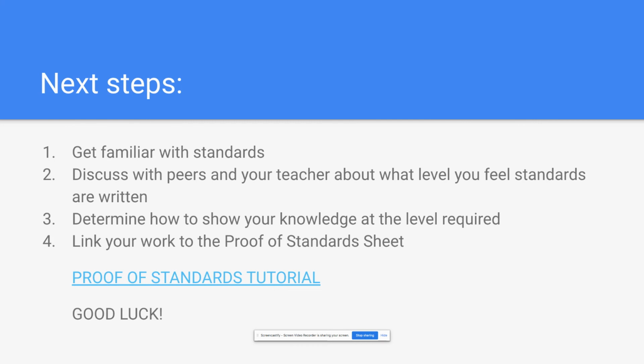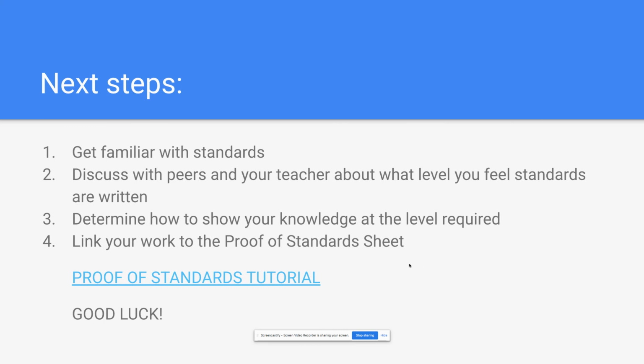Step 2, discuss these with your peers and your teacher to determine those levels and see if you can come to a consensus on what level these standards are at. The next step is determining how your work will show your knowledge at the level that's required. It's very easy to look at somebody else's work to determine what level they're at, but I think it's harder for you to determine your own. So if you write a paper, are you showing a level 1, 2, 3, or 4 understanding of that topic?